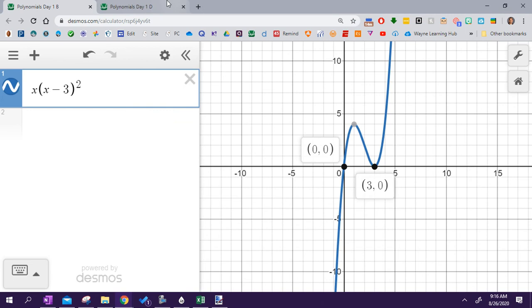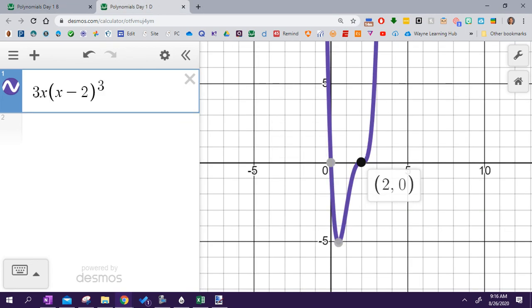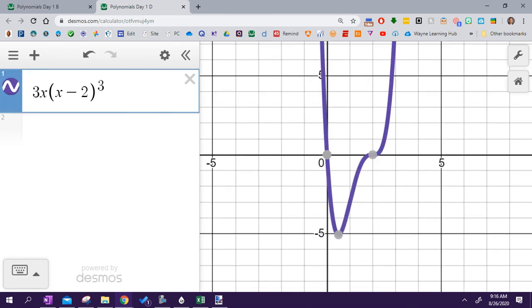Boom, right there at 0. And at 2, I crossed as well. Notice that it's kind of a cubic function. I started up, ended up. There are 3 turning points. Okay, try the last 2.